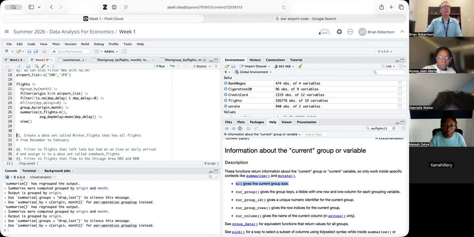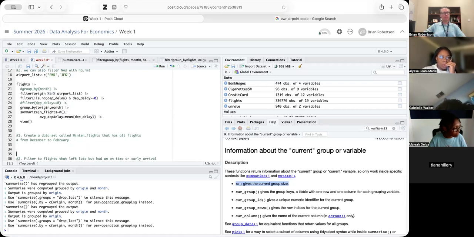So let's create a new data set called winter flights that has all flights from December to February. So we're gonna call it winter: December, January, and February. Let you guys work on that. Does that make sense? I'll give you guys 2 minutes to do that. It should be a quick 2-minute task.